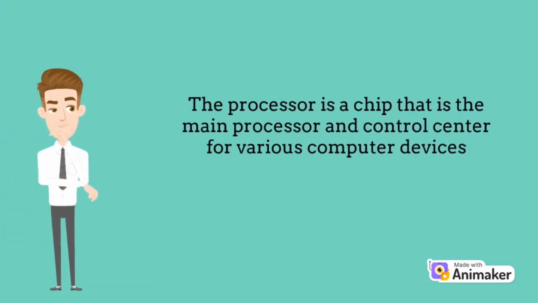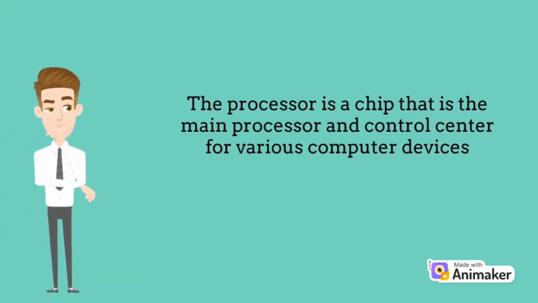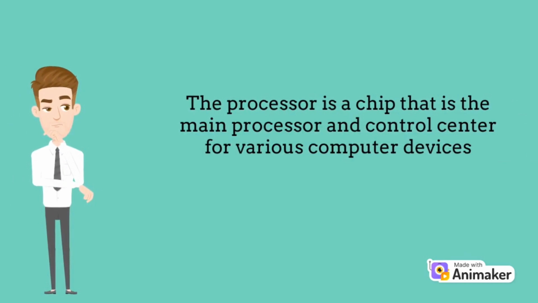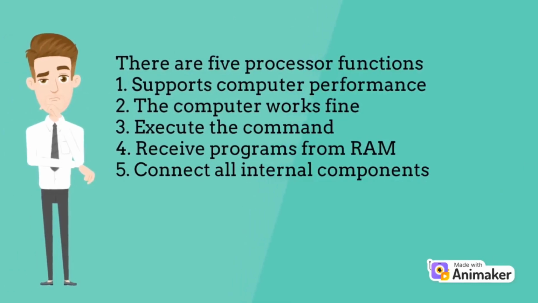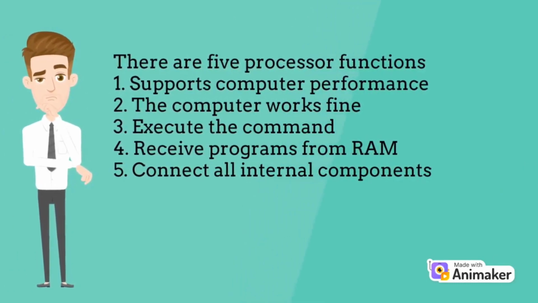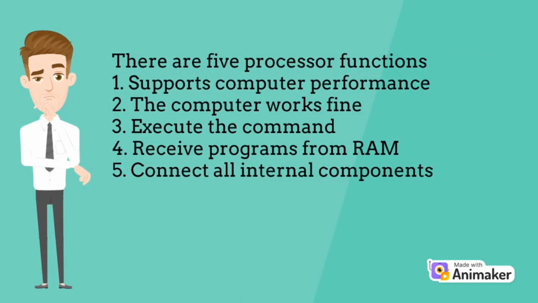The processor is a chip that is the main processor and control center for various computer devices. There are 5 processor functions. Number 1, support computer performance. Number 2, the computer works fine. Number 3, execute the command. Number 4, reset program for RAM. Number 5, connect all internal components.